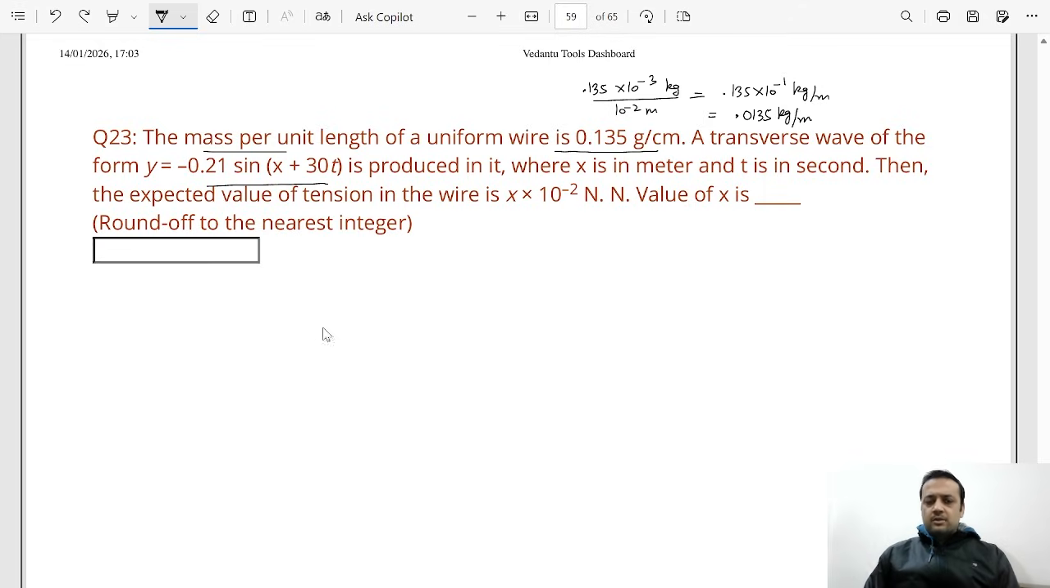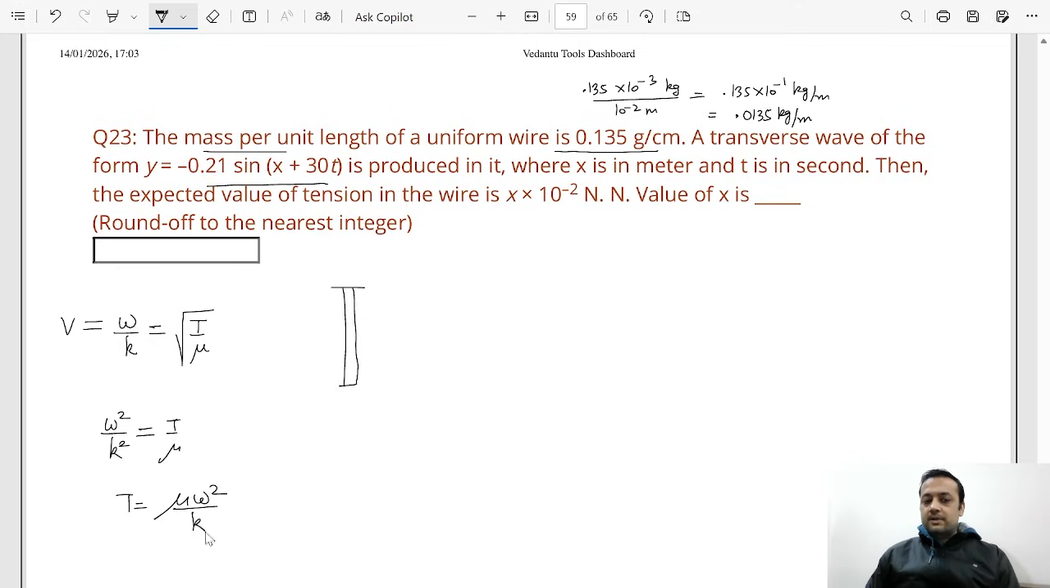Very easy question, guys. You know that if you have a wire and you set up a transverse wave, the speed of the wave can be written as omega by k. That is one formula. And since it's a string wave, you can also write this as root of T by mu. So basically for tension, if you square this relation, omega square upon k square equals T by mu. So tension becomes mu into omega square upon k square. Now mu is how much? 0.0135. Here mu is the linear mass density. Omega is the coefficient of time, which is 30, so you square it, upon k, the coefficient of x, which is 1 here, so that means 1 into 1.